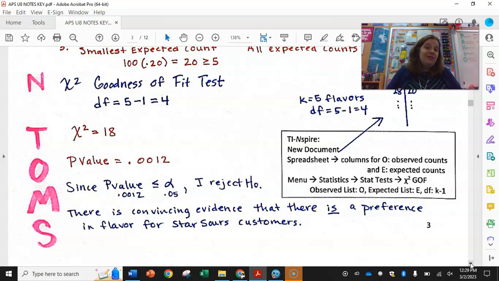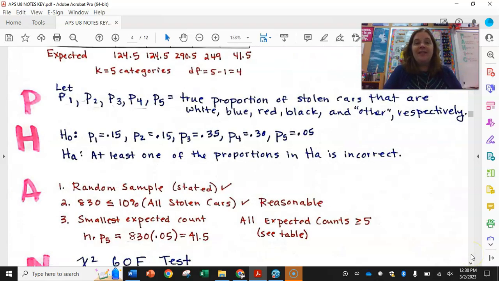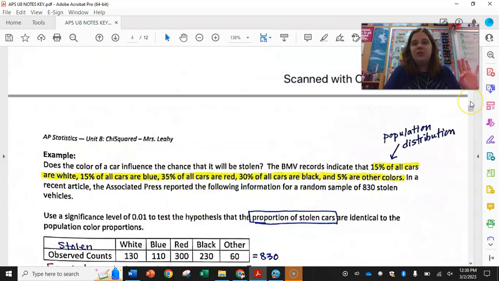So this is very, very similar to what we've already done. Next class, we are going to talk about an example where all the proportions are not the same. They all have some different proportions. On the next page, there's a different example, which we're going to talk about on Monday.